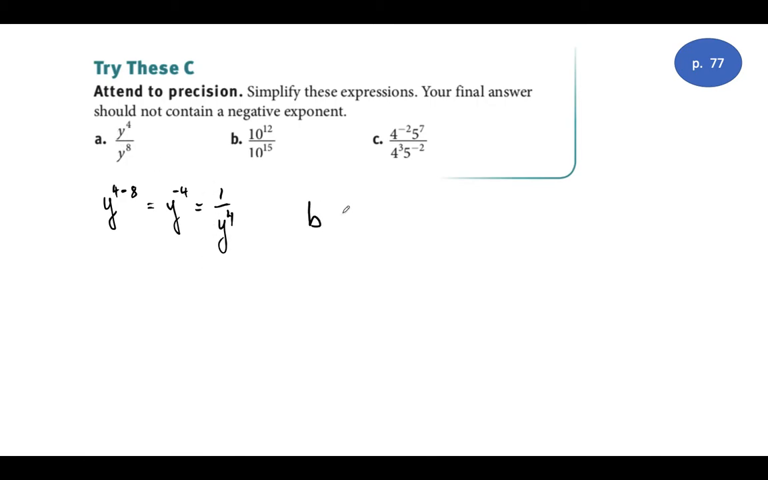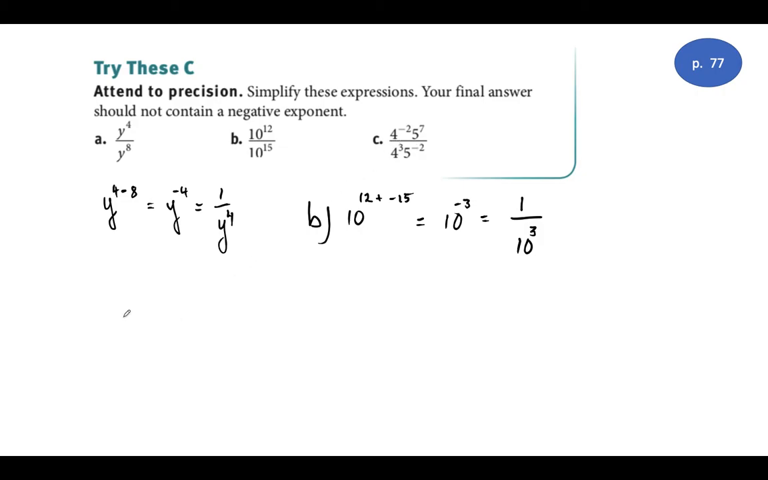For B, we have 10 to the 12th divided by 10 to the 15th. So I subtract the exponent in the numerator, and this time I'm going to write it in my preferred method, minus the exponent in the denominator. And I get 10 to the negative 3rd power. But I'm not done. I'm going to keep going and rewrite this as 1 over 10 to the positive 3rd power. So in order to get rid of those negative exponents, you need to move it to the other side of the division bar, take the reciprocal, and make the exponent a positive number.